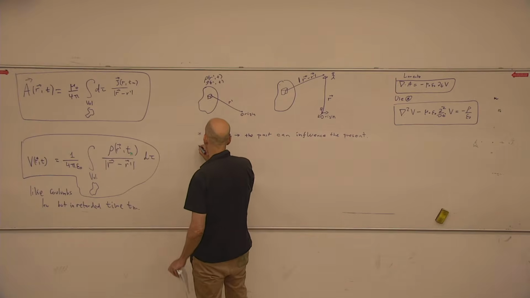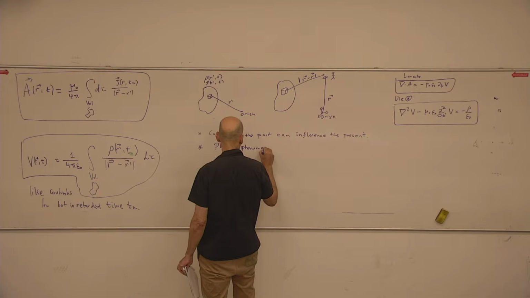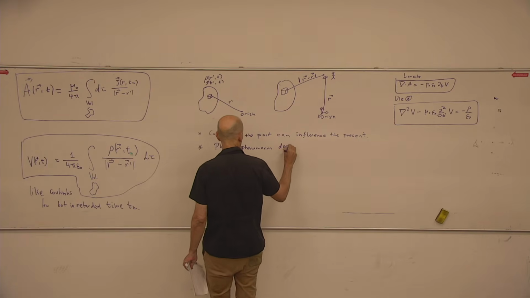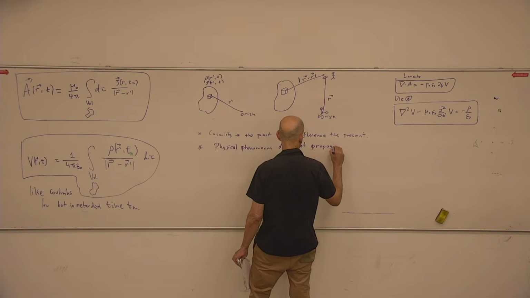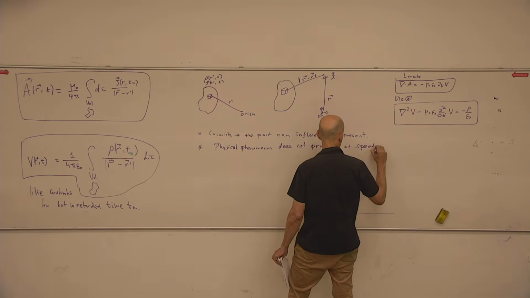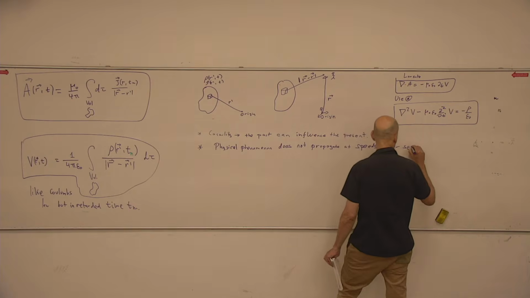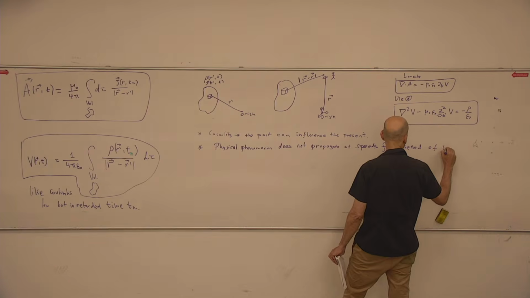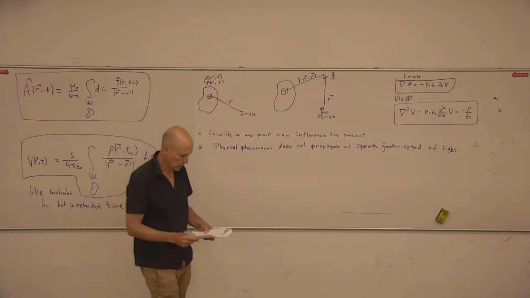And the other thing is, of course, that physical phenomena do not propagate at speeds faster than the speed of light. And going backward in time means much, much faster than the speed of light, in some sense.